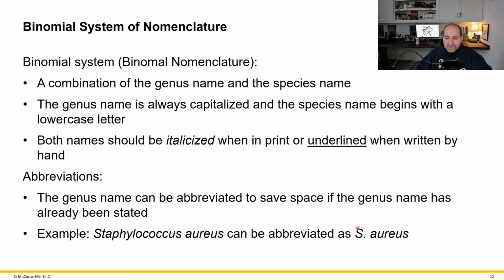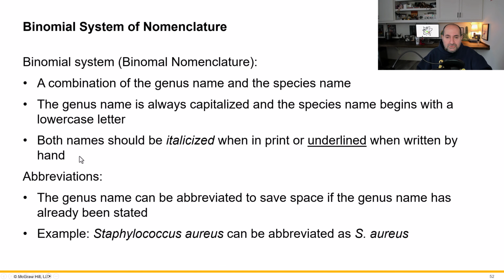Oftentimes in microbiology, the first term is abbreviated. So for instance, Staphylococcus aureus would be abbreviated as S. aureus. Okay. Now, I want to tell you the rules. You ready for the rules? Both names, the genus and the species, should be italicized if printed on a computer or a typewriter. If it's printed, it needs to be italicized, or underlined if written by hand. You need to italicize or underline scientific names, period. You have to do it.